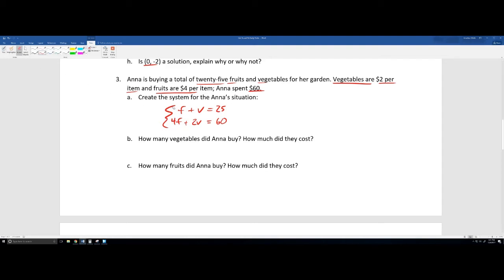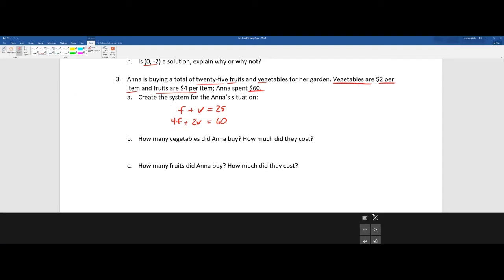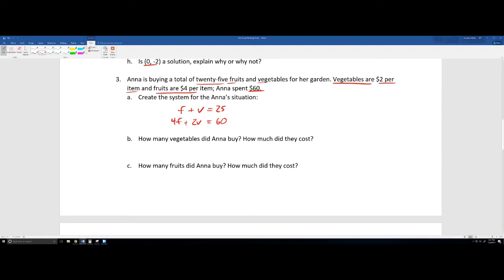Let me erase this chunk right there. I'm already thinking, what times the top part can get me a negative 4f? Because I want to eliminate the positive 4f, right? So if I multiply by a negative 4 and I distribute, it'll give me a negative 4f. Then negative 4 times v is negative 4v, and negative 4 times the 25 is a negative 100. And I have that 4f down below.